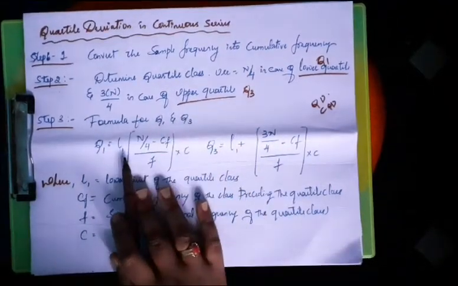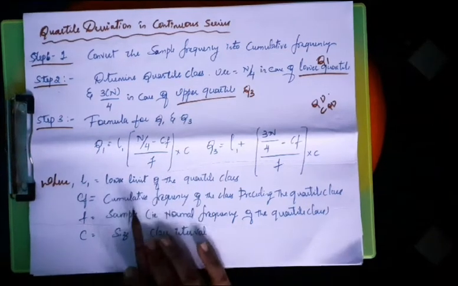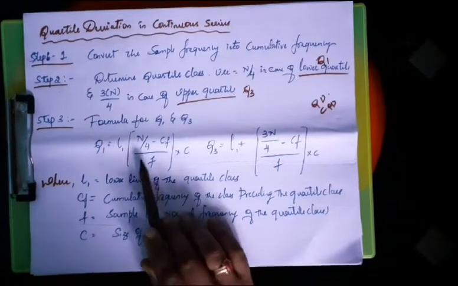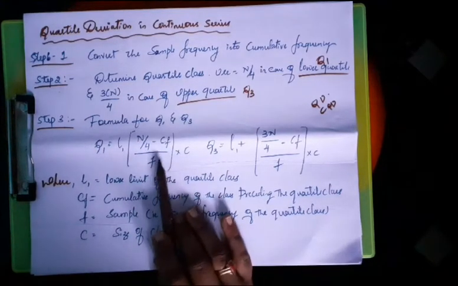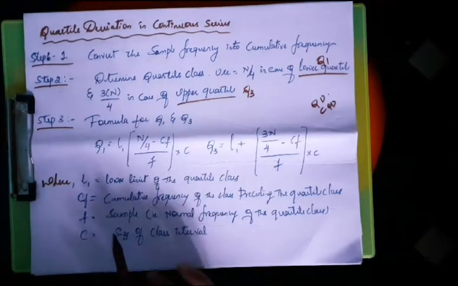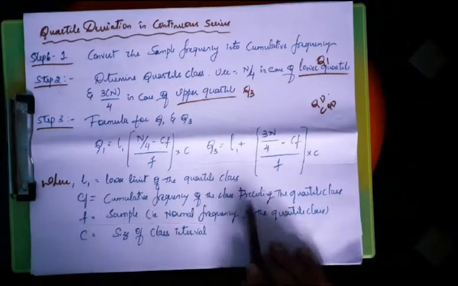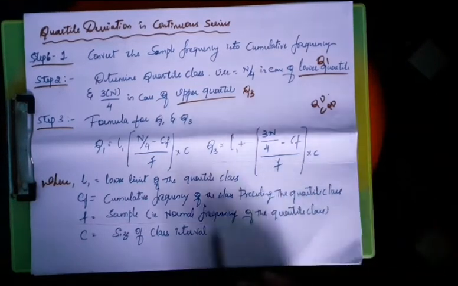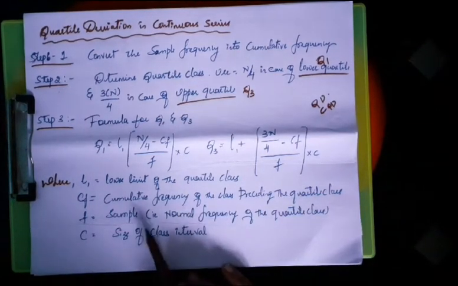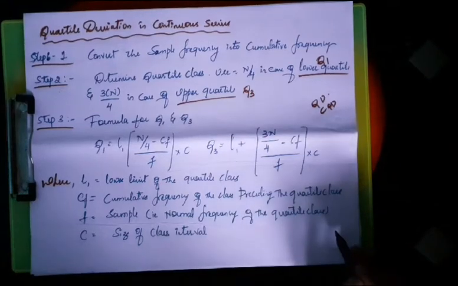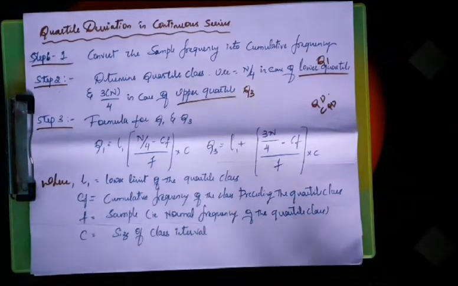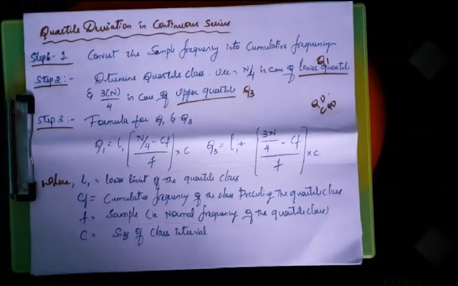So here the formula is L1, that is the lower limit of the quartile class, plus N by 4 minus cumulative frequency, divided by frequency, into C. Cumulative frequency here means the cumulative frequency of the class preceding the quartile class. Whatever quartile class we get, the preceding term has to be taken as the cumulative frequency. F is the normal frequency of the quartile class, and C is the size of the class interval. So this is the step we have to follow to solve the sum under continuous series. Okay, so we'll take up the sum.